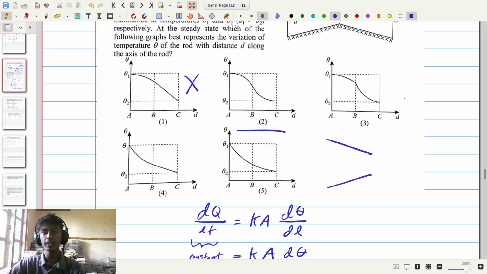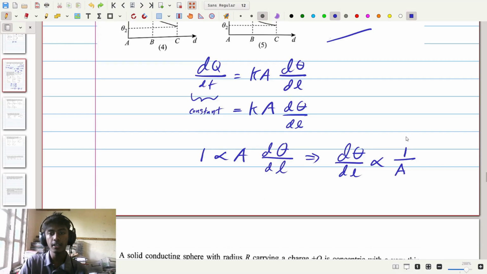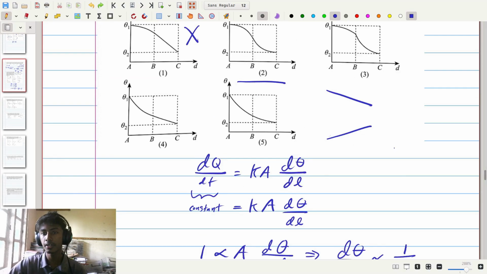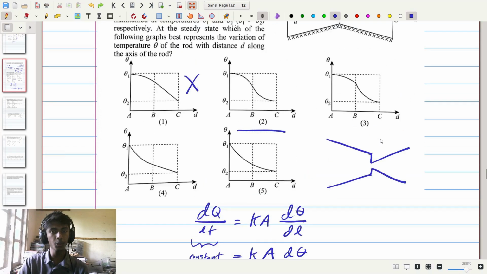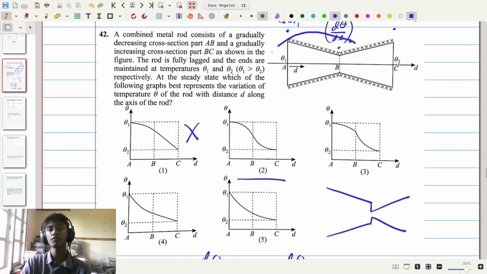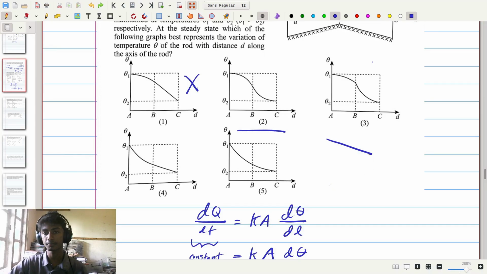We have a decreasing area. The area suddenly changes such that the gradient becomes higher. So if the gradient becomes higher, it means the area suddenly becomes lower, like this. And then because the gradient slowly becomes less and less steep again, it is increasing the cross-sectional area. So therefore, an object that looks like this corresponds to graph number 3. It does not correspond to this object right here. So therefore, answer number 3 is wrong.